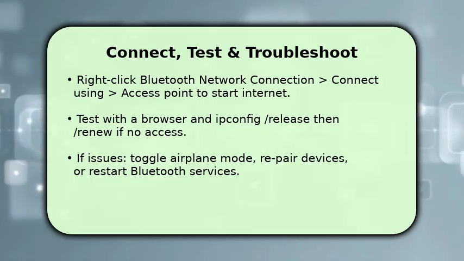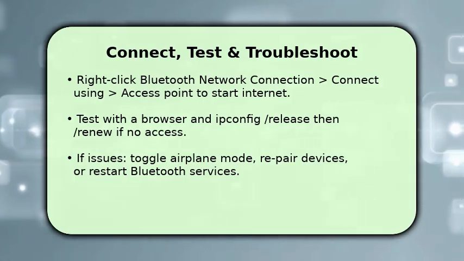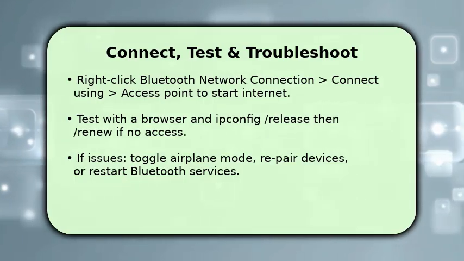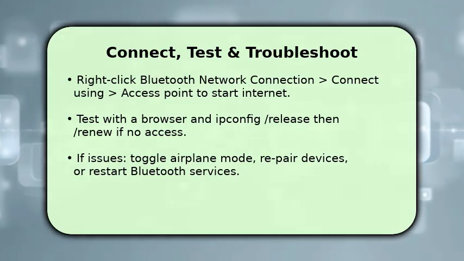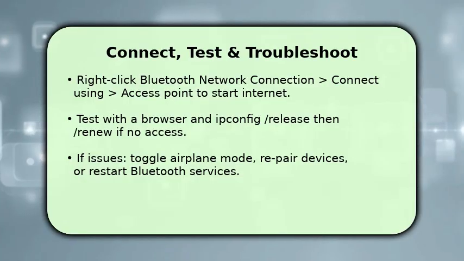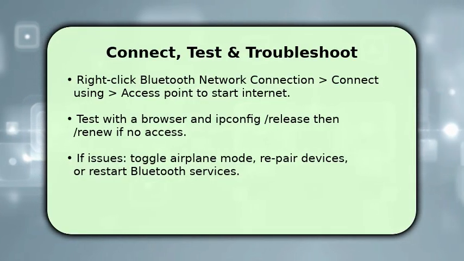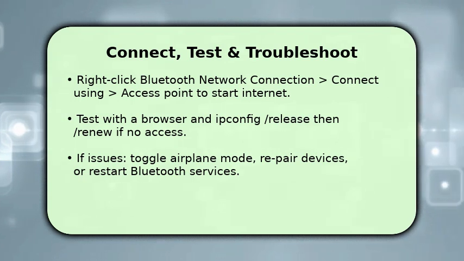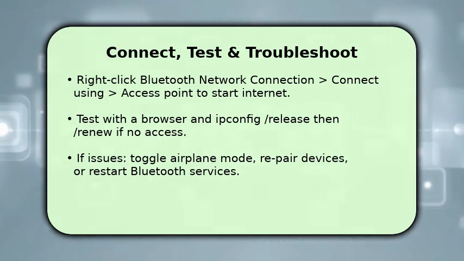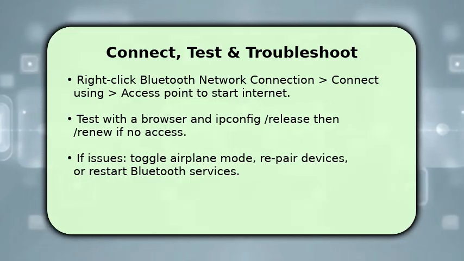If it fails, run ipconfig /release and /renew to refresh DHCP. Make sure phone data is not capped or blocked by carrier settings. One key troubleshooting tip: if pairing seems fine but no internet, unpair and re-pair both devices and reboot Bluetooth services. This clears stale profiles.